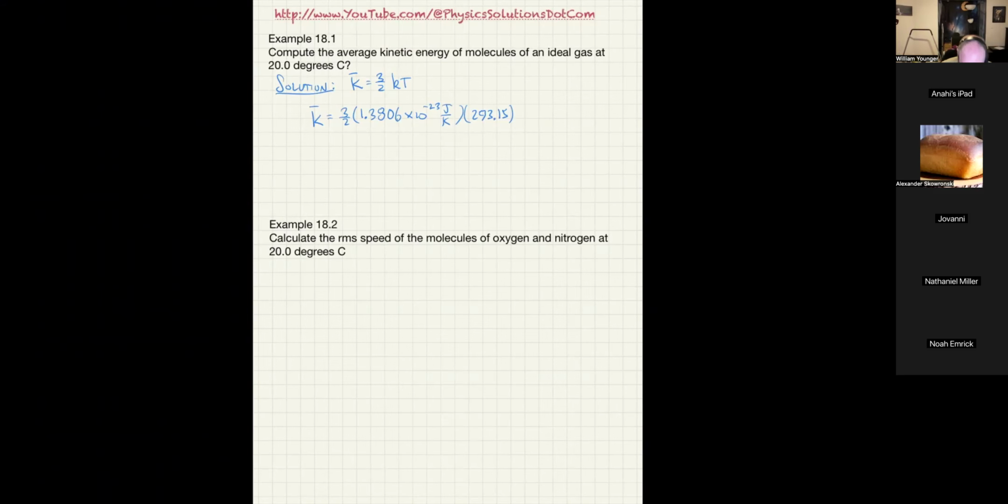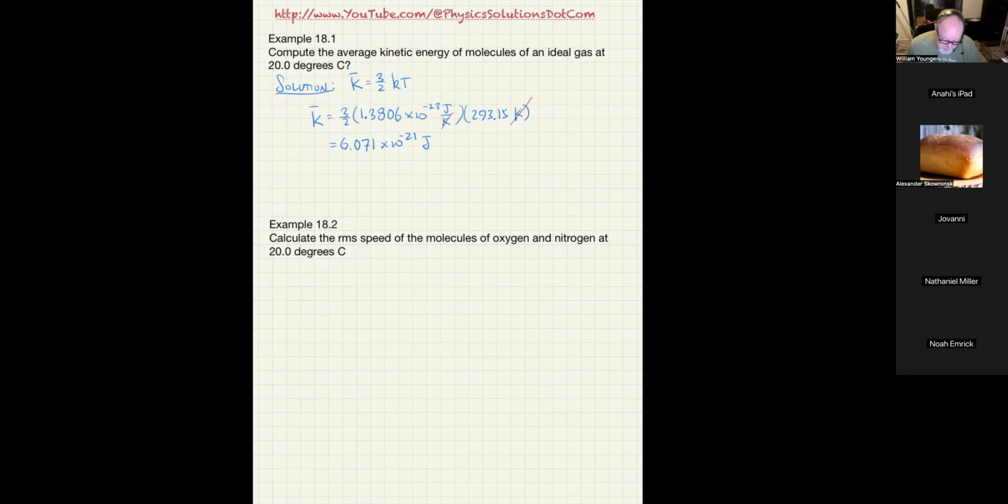Now remember, the absolute temperature is the Celsius temperature plus 273.15. So I have 293.15, and I'm going to multiply this by 293.15, and this gives me 6.071 times 10 to the negative 21. And of course, the units come out in joules, because the 293.15, I didn't write the unit on it, I am now, is in Kelvin. So that Kelvin cancels out with this Kelvin, leaving joules.